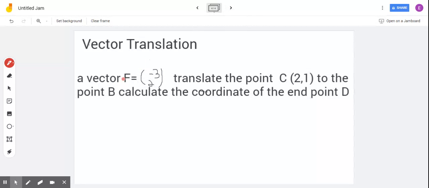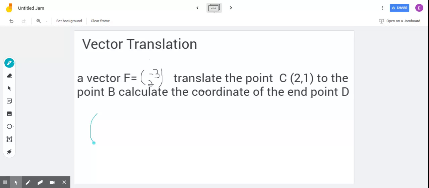And the last question that I have here is that the vector F is represented by (-3, 2), and translates the point C (2, 1) to a point D. Calculate the end coordinate of D.